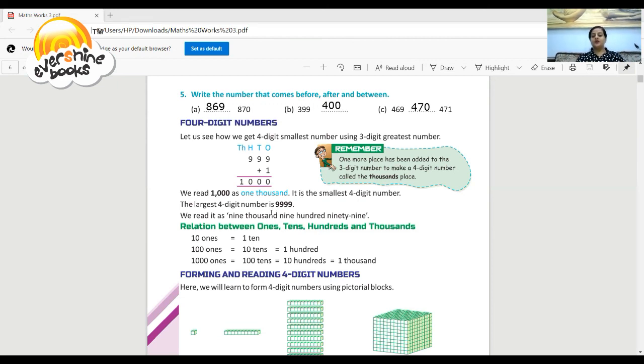The largest 4-digit number is, again, we have to put 9 four times. So it is 9,999. So what is the relation between ones, tens, hundreds and thousands? 10 ones is 1 ten. 100 ones is 10 tens and 1 hundred. 1,000 ones is 100 tens and 10 hundreds, that is 1,000. Simple as that.